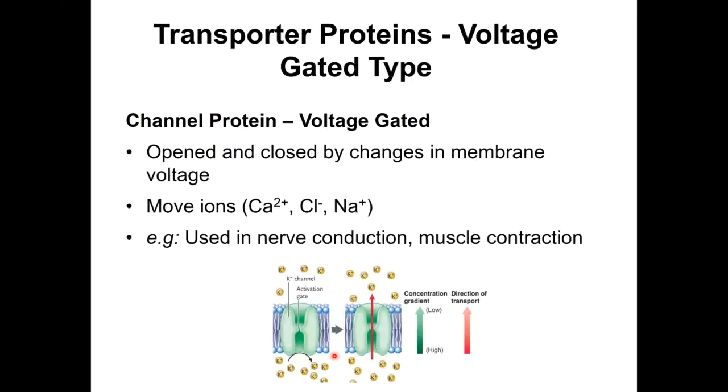Other examples are ion channel proteins. These can be closed at times, but they don't open because of binding ions, but usually they're opened by voltage changes.